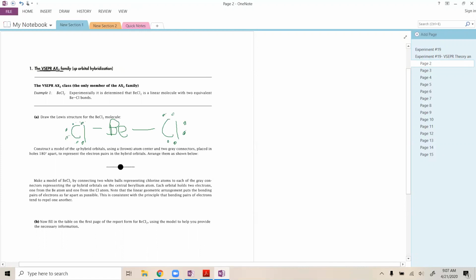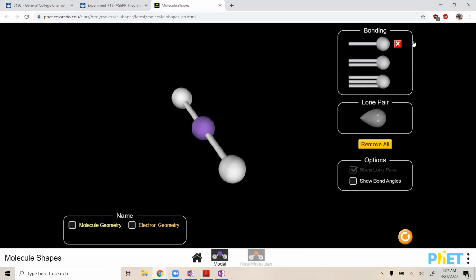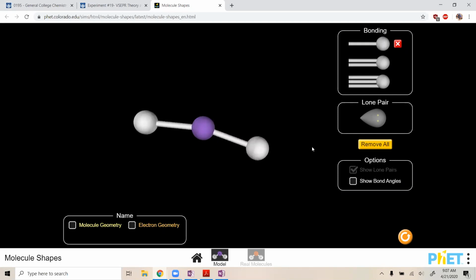And so now it says construct a model. So when it asks us to construct a model, we're going to go back to our online simulation. So we're going to go to here. Now our simulation should open like this. And so we're going to choose model. We can remove all of those points. And so this is going to be our central atom. So in this case, this is going to be beryllium. So we're going to add in one chlorine and our second chlorine.